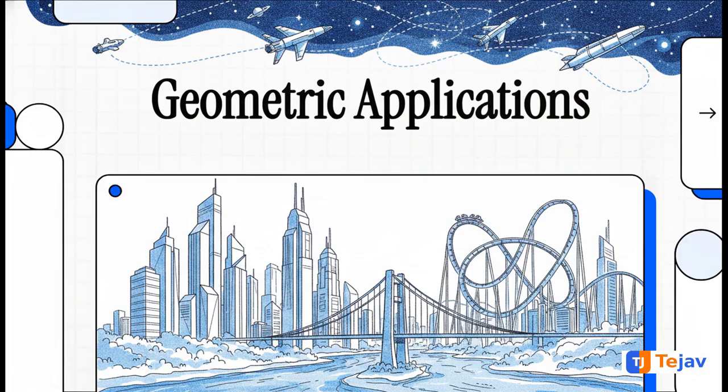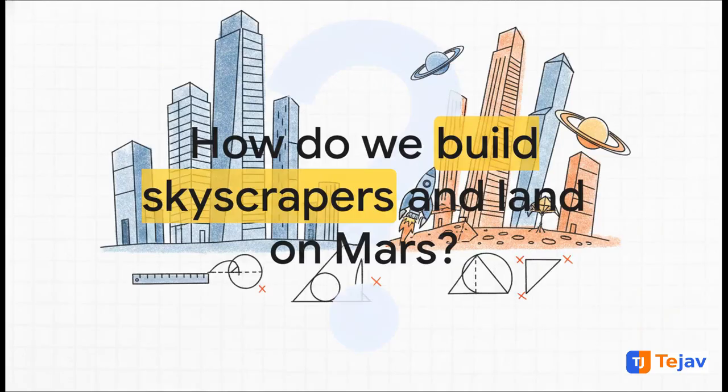Today, we're not just prepping for your CBSE boards or the JEE, we're looking at the actual real-world math that builds everything around us. But here's the real question, right? How do engineers actually build those mega skyscrapers so they don't just topple over in the wind? And how in the world does NASA land a rover on Mars, millions of kilometers away, with absolute pinpoint accuracy?